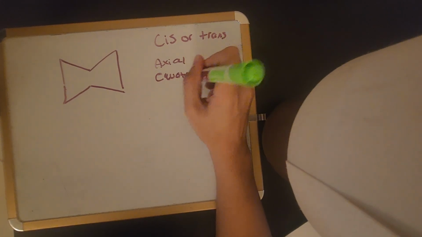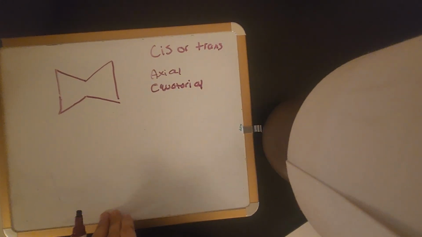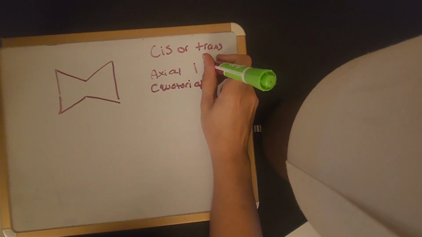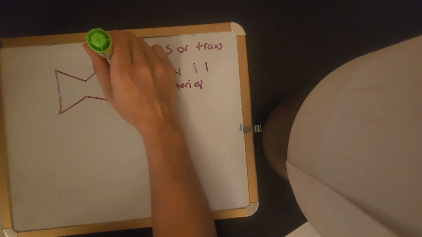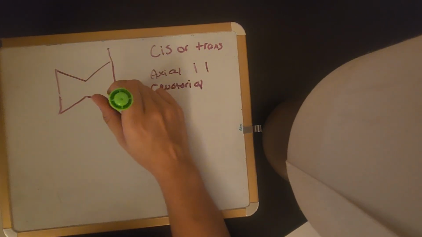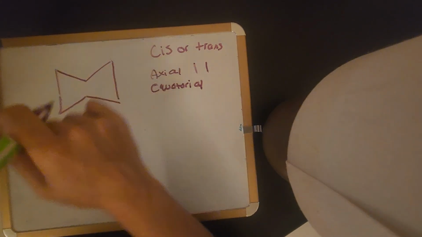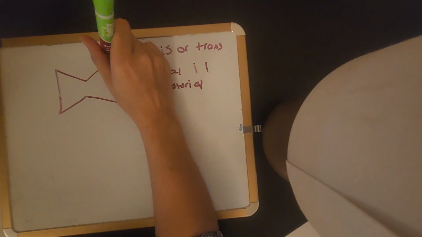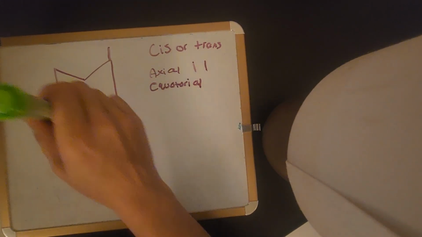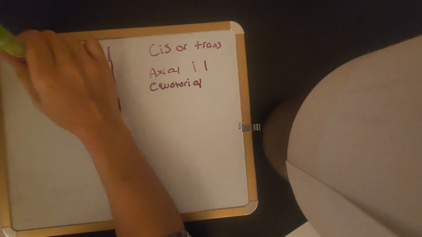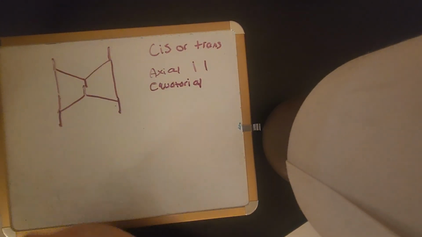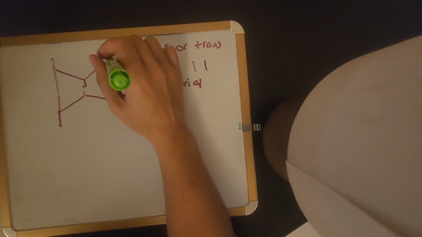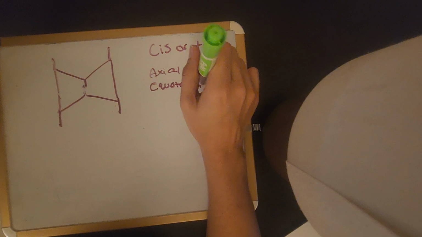Equatorial. Axials open up and down. And wherever you start, like open up, open down, open up, open down. Now every molecule is going to have an axial and an equatorial.